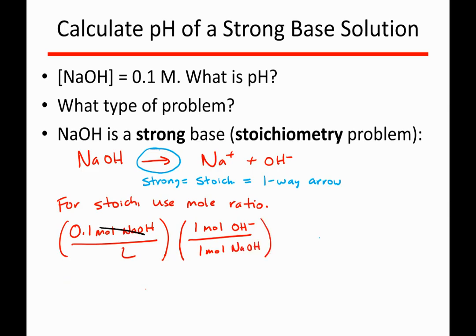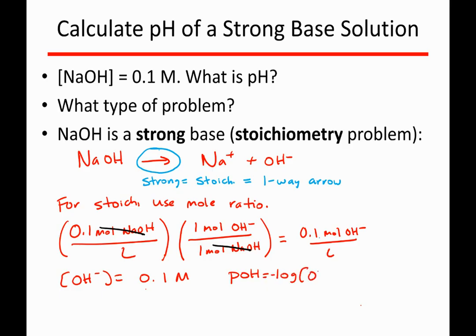Do a little unit cancellation here. Moles of NaOH cancel out, and I'm left with units of moles of hydroxide ion per liter. 0.1 moles of hydroxide ion per liter. Or what you can say is the concentration of hydroxide ion is 0.1 molar. Now that we know the concentration of hydroxide ion, you can use that to find the pOH, because pOH is the negative log of the hydroxide ion concentration. So what you end up getting is that the pOH of this solution is the negative log of 0.1 equals 1.